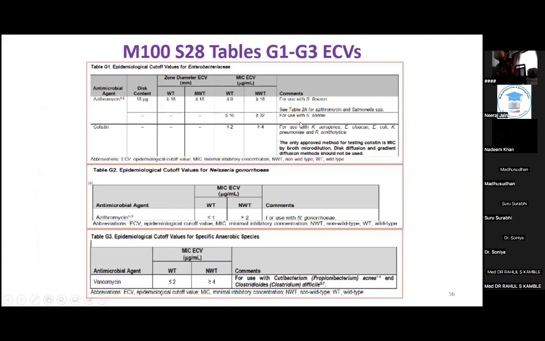For example, Salmonella and Shigella, I don't have breakpoints for azithromycin, so I will refer to the ECOFF. The ECOFF wild type cutoff is 8, non-wild type is 16. If my MIC for azithromycin was 4, it would be wild type, that is, no resistance mechanism. If the MIC was 32, it's a non-wild type with resistance mechanism. So ECOFF helps to understand only whether there is a resistance mechanism, yes or no.